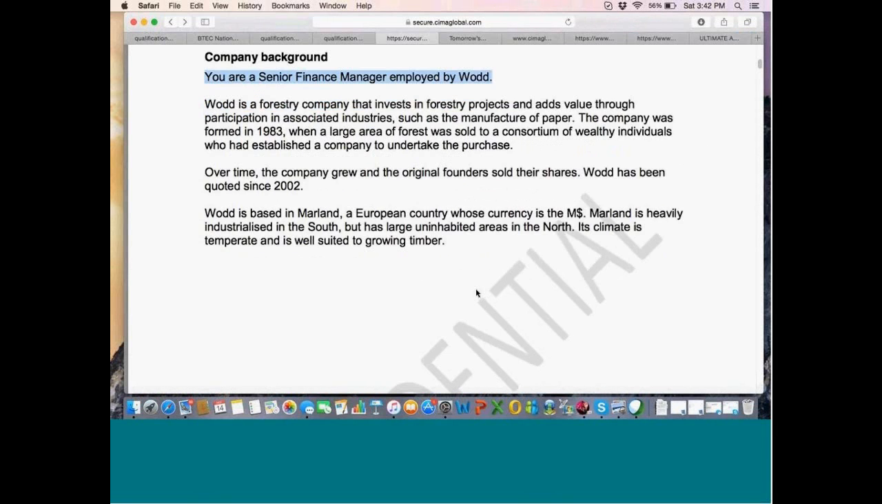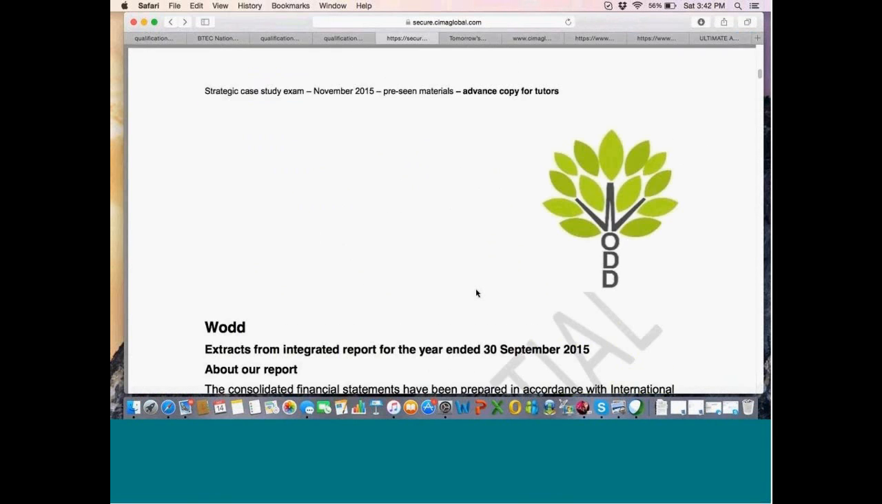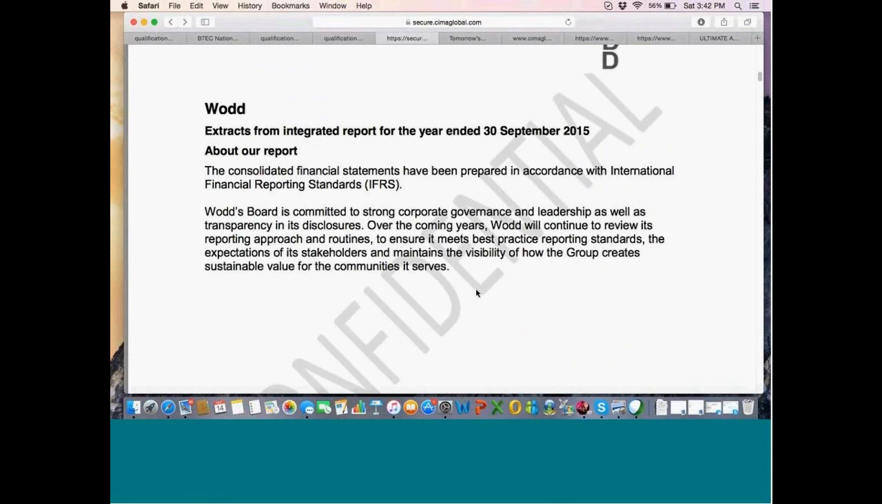Let's go to the second one. Now, extracts from the integrated report for the year-end 30th September. Does everybody know what integrated reporting is? Or if there is somebody who knows what an integrated report is, can you explain to us? Now, the examiner is asking this for a very good reason, right? Integrated reporting is something new that has come up, right?